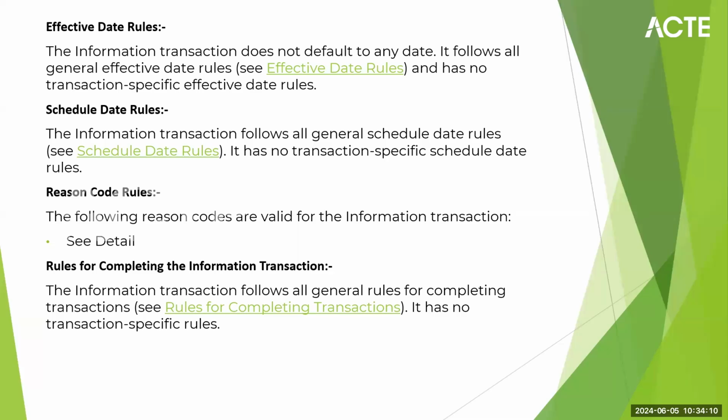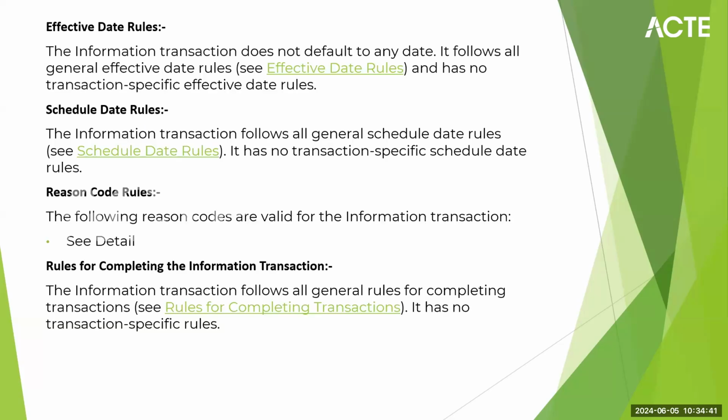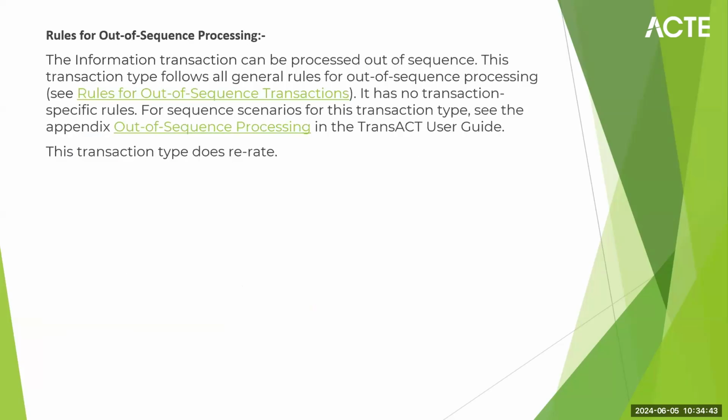Scheduled date rule. The information transaction follows the general scheduled date rule. It has no transaction specific rule. That means the user can give any scheduled date and can modify it. Some of the reason code rules are rules for completing the information transaction. The information transaction follows all general rules for completing the transaction. It has no specific rule. That means no specific rule is there for completing the information transaction.